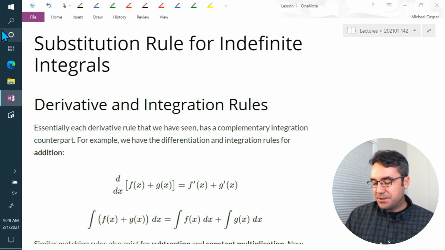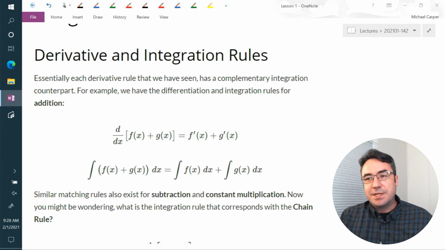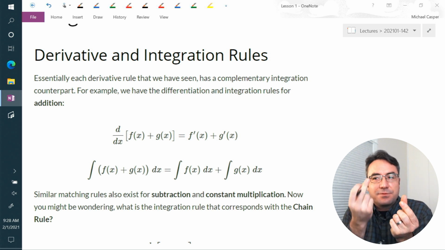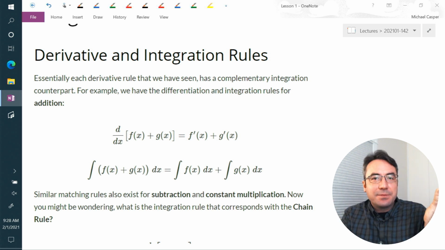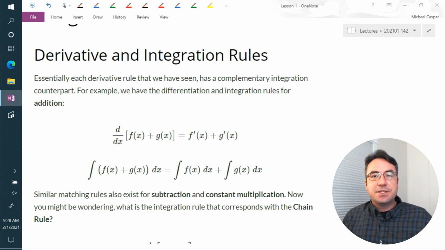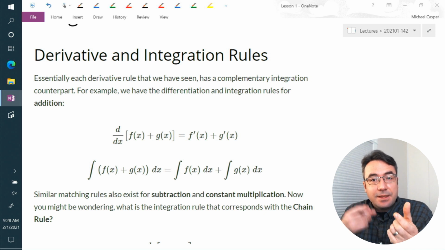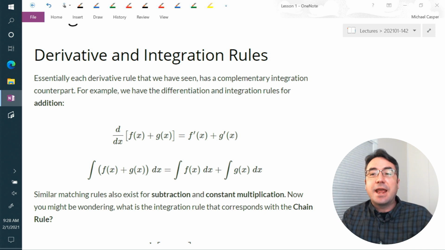So for instance, for the sum of two functions, how would we differentiate that? Well, we would differentiate the first function, differentiate the second function, and then add them together. Integration worked very similarly. There was a similar integration rule that said if we wanted the antiderivative of the sum, we would integrate the first function, integrate the second function, and then add them together. And we saw similar rules for subtraction.